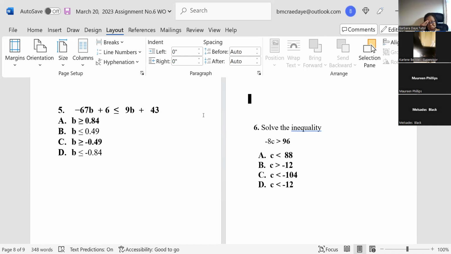What did you do first, Maureen? I do 67B and 9B. And how did you get them on the same side? I subtract 9B from both sides. Very good. Good start. All right, keep going and tell me what answer you get.